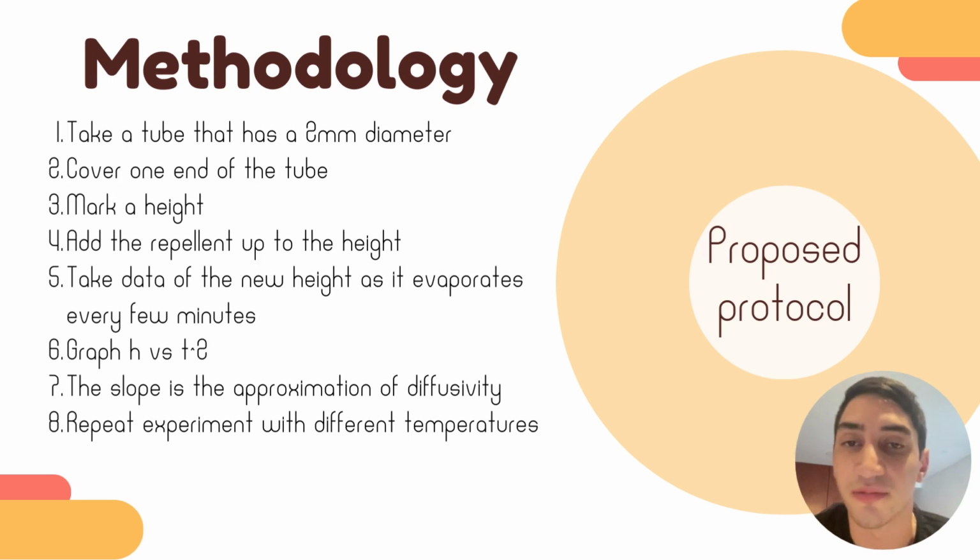The methodology that we proposed was to first take a tube that has a 2 millimeter diameter. Then we covered one end of the tube. Third, we marked the height. Fourth, we add the repellent up to the height that we marked. Fifth, we take data of the new height as it evaporates every few minutes. Sixth, we graph h versus t squared. Seventh, the slope is the approximation of the diffusivity. Eighth, we repeat the experiment with different temperatures.